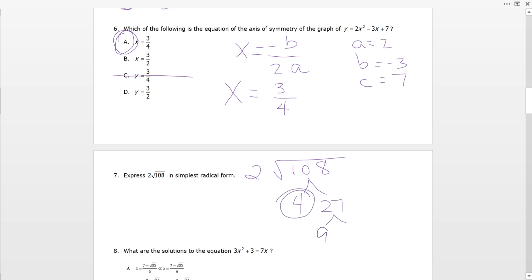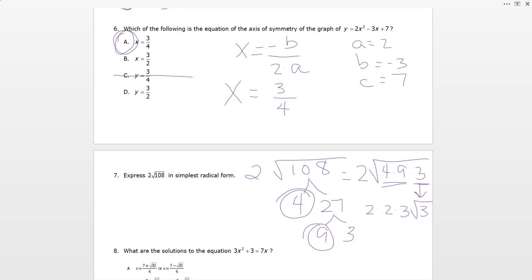27 is 9 times 3, another perfect square. So if I rewrite this, I have 2 times the square root of 4 times 9 times 3. And I'm going to square root my 4 and my 9 and take them out. So I have 2 times square root of 4 is 2. Square root of 9 is 3. And my other 3 stays inside the square root sign because it's not a perfect square. 2 times 2 times 3 is 4 times 3, which is 12. So my answer is going to be 12 times the square root of 3.